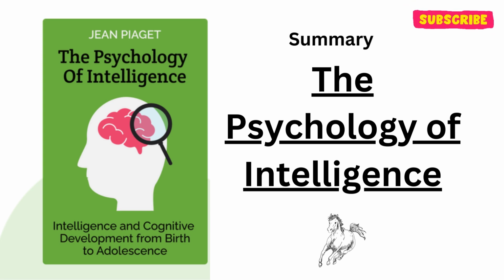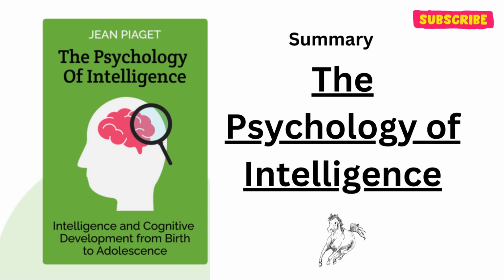Piaget emphasizes the importance of equilibrium, or balance, between assimilation and accommodation for intellectual development. When children encounter new information that cannot be assimilated into their existing schemas, they experience cognitive dissonance, prompting them to accommodate their schemas to fit the new information.